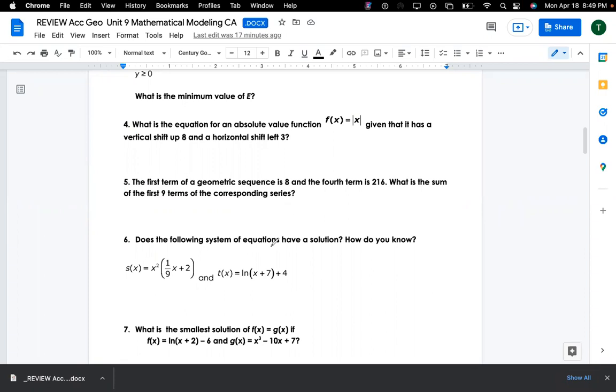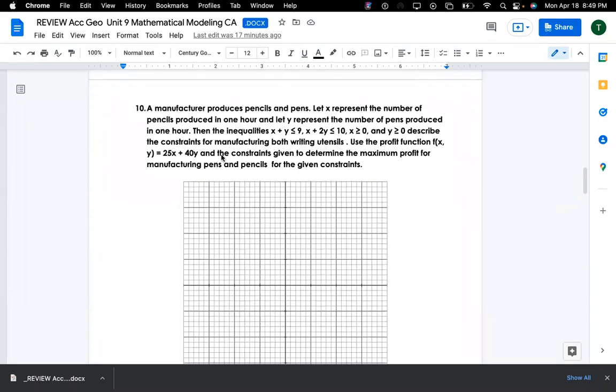Okay, so the following system of, oh, we already did that one. Going back down here. Okay, so number 10. This manufacturer produces pencils and pens. So let X represent the number of pencils produced in an hour and Y represent the number of pens produced in an hour. Then the inequalities are that. Use the profit function and constraints to find the maximum profit for manufacturing the pens and pencils. The best way to do this stuff is to just plug it all in Desmos. So that's what we're going to do.